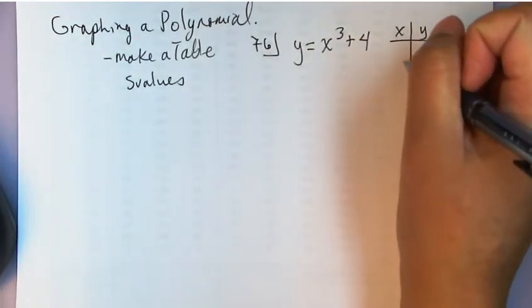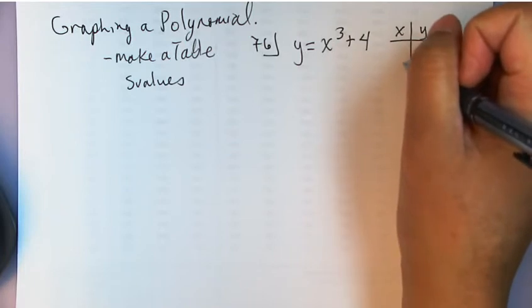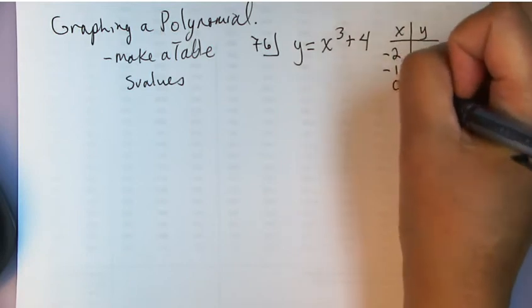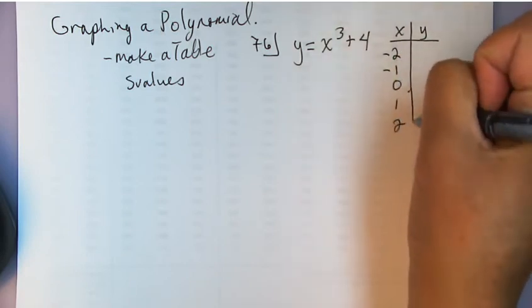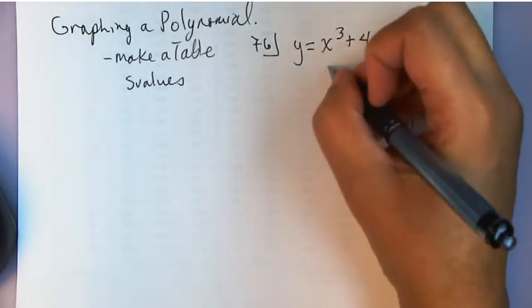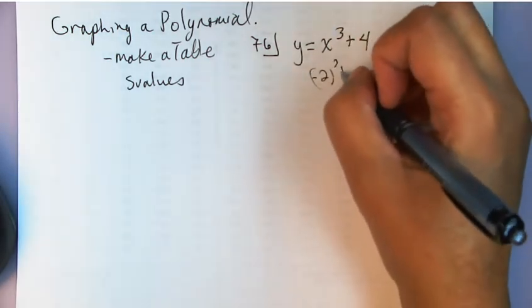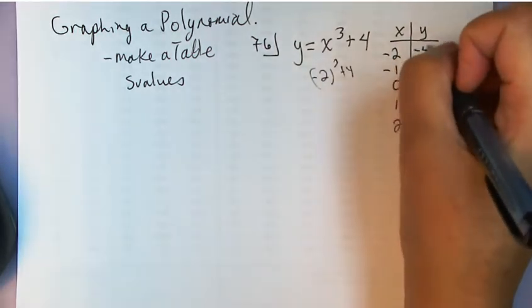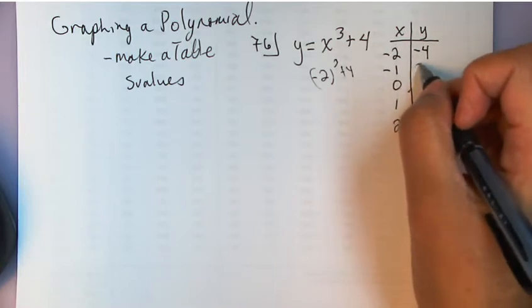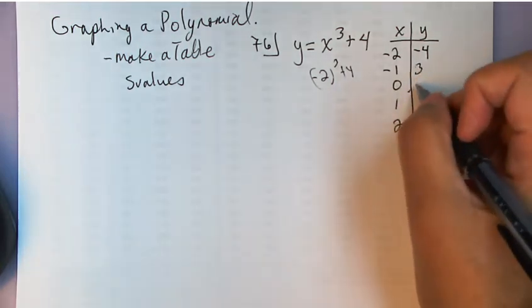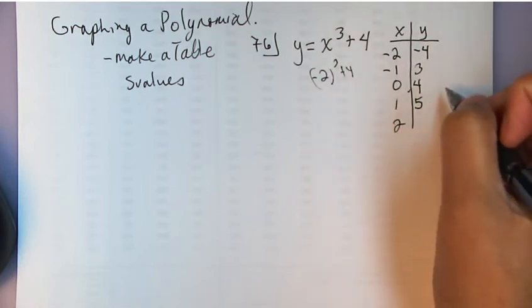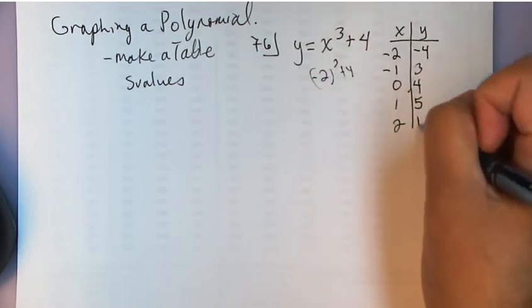Instead of looking at just 3 values, which is what I told you for a line, I'm going to look at 5 values. So I'm going to go -2, -1, 0, 1, and 2, and we're going to plug it in. -2 to the third is -8, plus 4, which is -4. -1 to the third is -1, plus 4 is 3. 0 to the third, that's just 4. 1 to the third gives me 5. And 2 to the third is 8, plus 4 gives me 12.